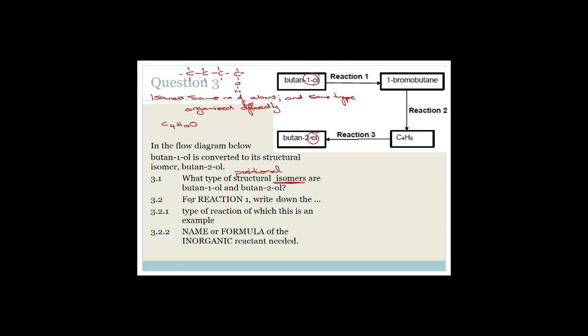Now it says, for reaction one, write down the type of reaction of which this is an example. Okay, so let's think about this. We've gone from butan-1-ol, and I'm going to write it out here again. So we've got carbon, carbon, carbon, carbon. This is a hydroxyl group. Hydrogen, hydrogen, hydrogen, hydrogen, hydrogen, hydrogen, hydrogen.